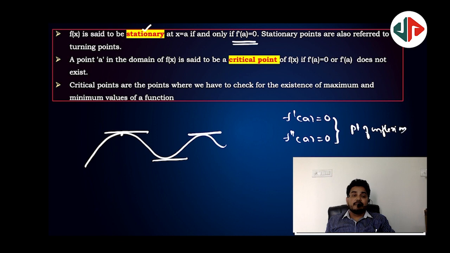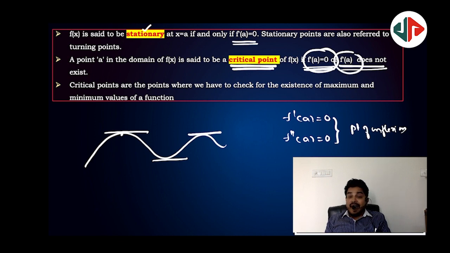Next, what is meant by a critical point? Critical point means either f dash of a is equal to 0 or f dash of a does not exist. F dash of a does not exist means f of a is not continuous, which is also part of that. And critical points are the points where we have to check for the existence of minimum and maximum values of a function.